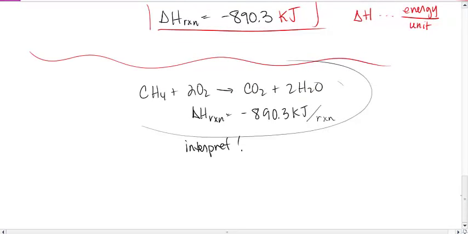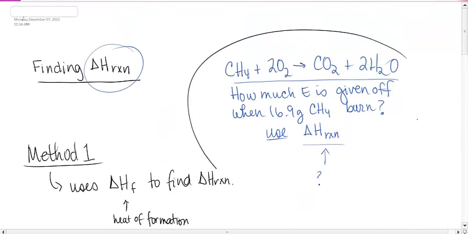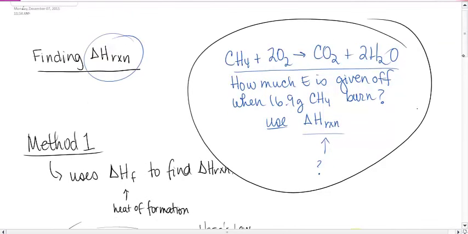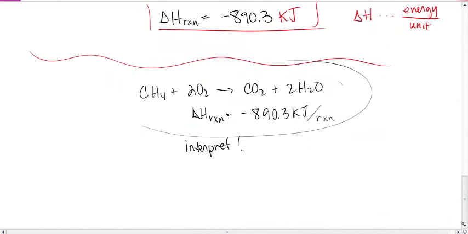Well, remember I gave you an example problem at the beginning: how much energy is given off when 16.9 grams of methane burn? So I'm interested in how much energy I get per mole or gram of methane. Here's how it can be interpreted. If I would like to interpret it for the methane, my heat of reaction is negative 890.3 kilojoules per 1 mole of methane. Why? Because in the balanced equation, I have 1 mole of methane.